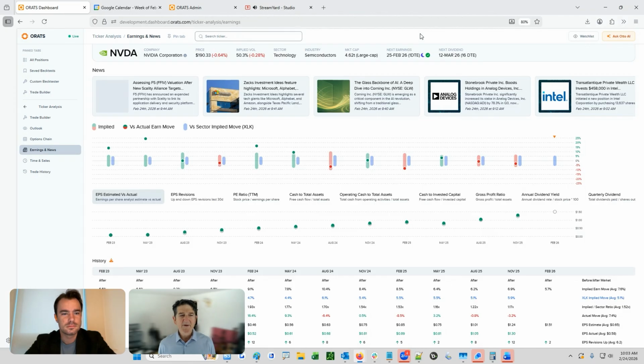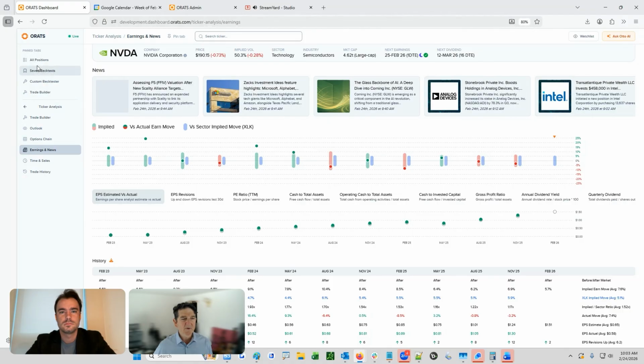So what we're going to be talking about is how we analyze a stock with earnings, and we feel ORATS is one of, if not the best platform out there. So we're going to be looking at Nvidia today. So again, our new look dashboard.